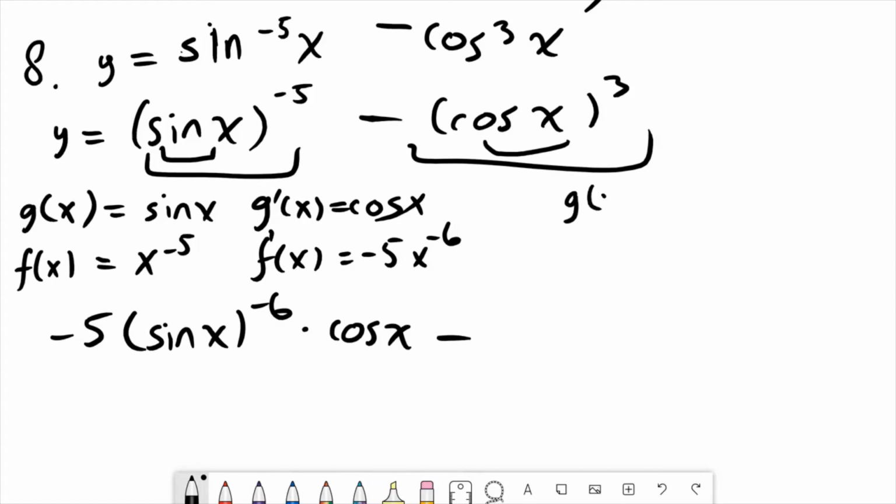The inside is cosine, so that means the derivative is negative sine. I'm running out of space on the right side. That's fine.